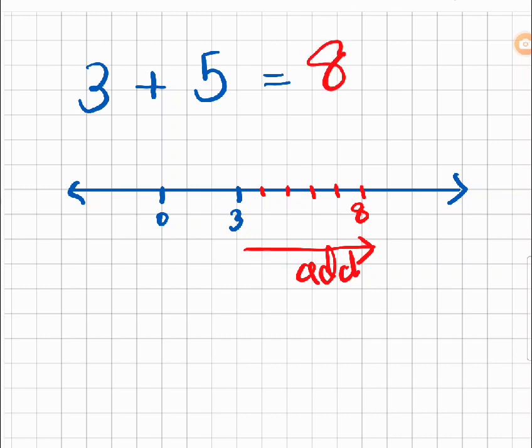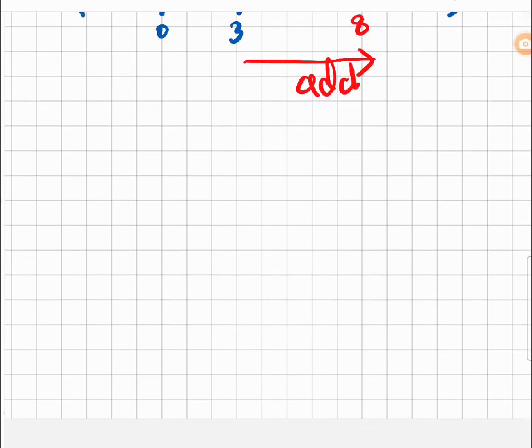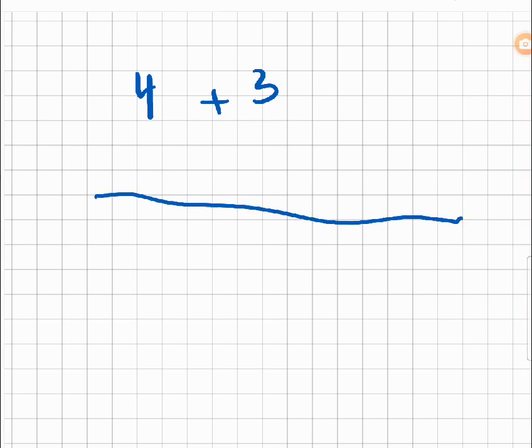Let's work on another example. 4 plus 3. So if we start with 4, and if we travel 3 spaces to the right, this is going to be 5, 6, 7. So therefore, 4 plus 3 is equal to 7. And so, using a number line is very helpful whenever you need to add or subtract two integers.